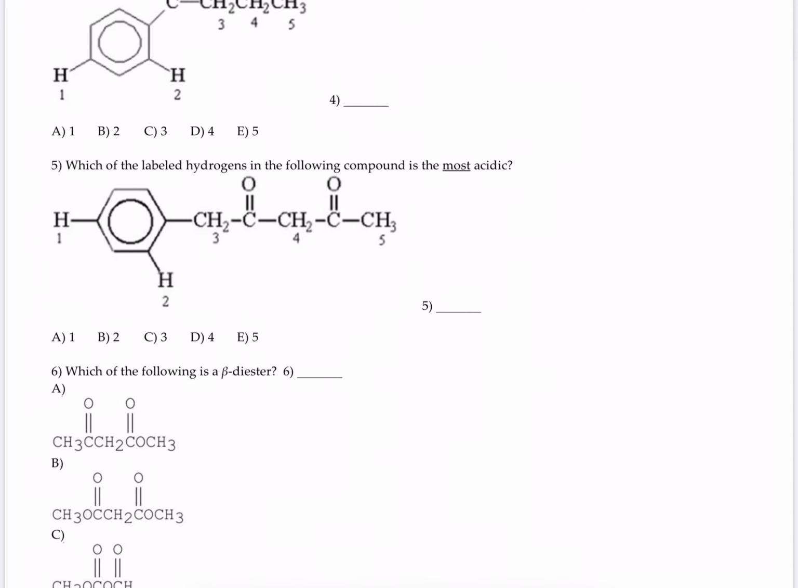Number 5, which of the labeled hydrogens is the most acidic again? Now you know which one to choose. Which one is going to be the most acidic? It's again going to be hydrogens on carbon number 4, because there are 2 carbonyl groups next to that carbon number 4.